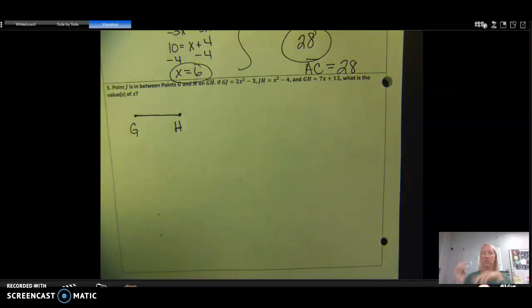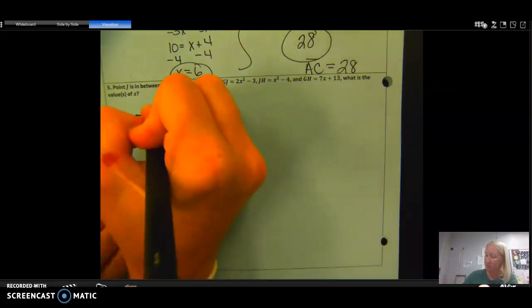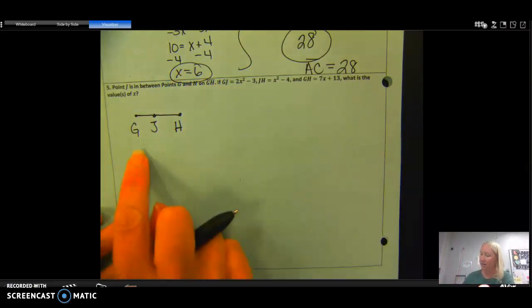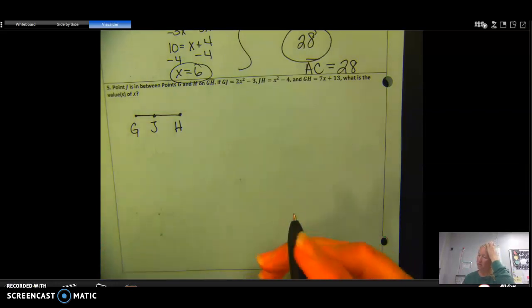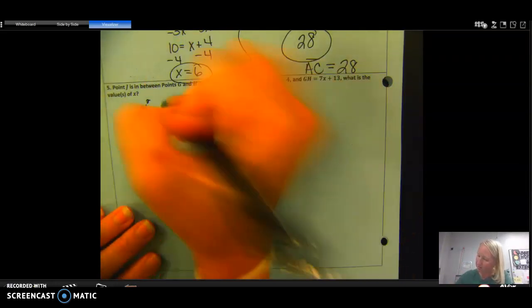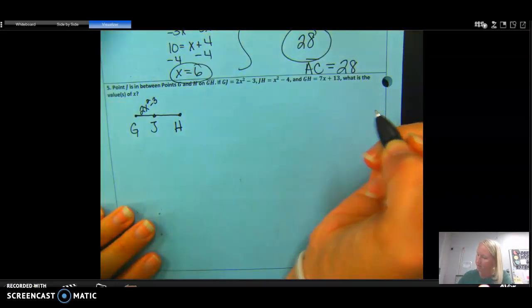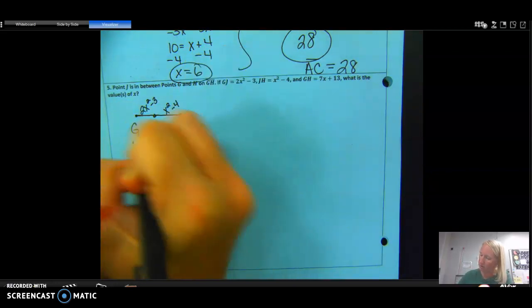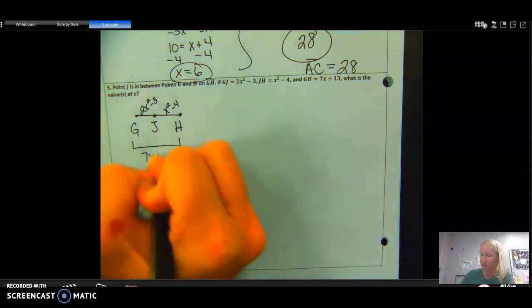So always draw pictures. Point J is somewhere in between. It doesn't say that it's halfway in between. It doesn't say where it is, but it's somewhere in between. Okay? G to J is 2x squared minus 3. J to H is x squared minus 4. And this whole distance is 7x plus 13.